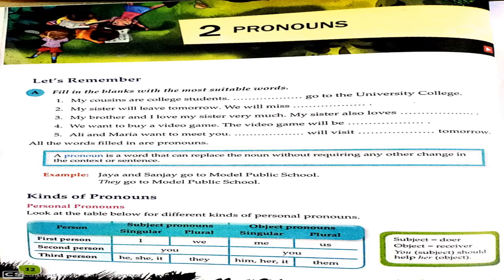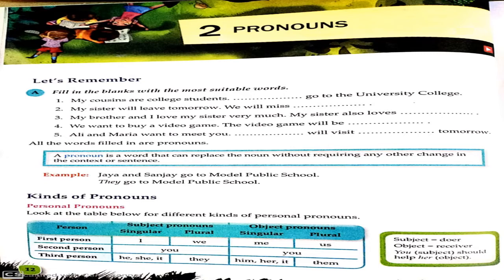Now we will see kinds of pronoun. The first one is personal pronoun. Look at the table. On the left side you can see the person. We very well know that we have first person, second person and third person. Subject and object. Subject means who is the doer, and object is the receiver of an action.